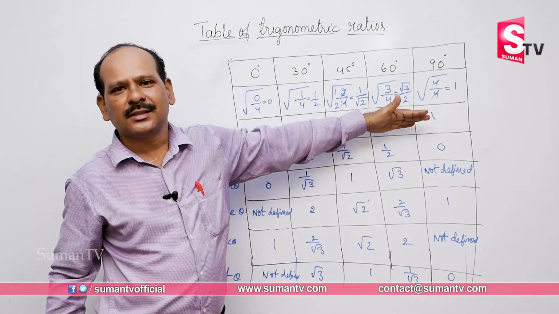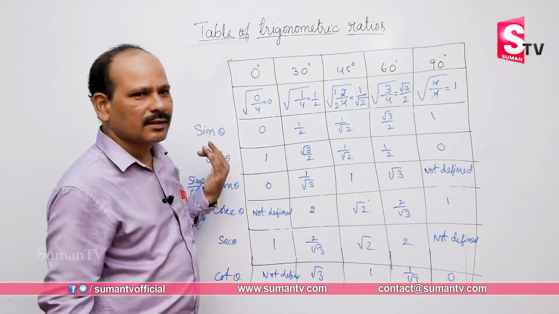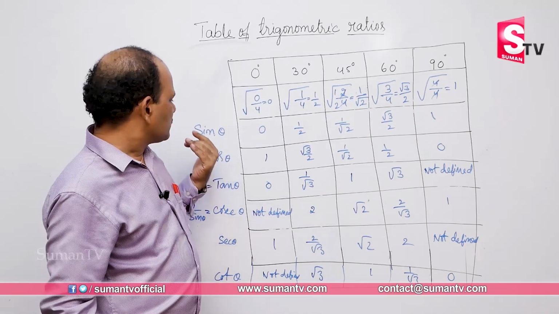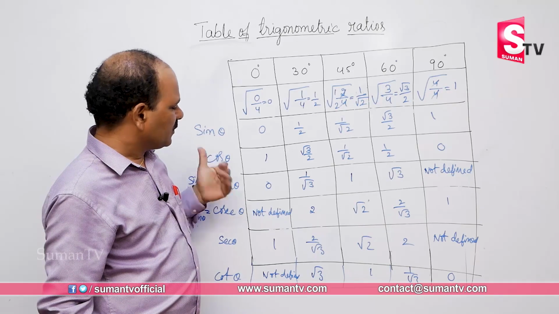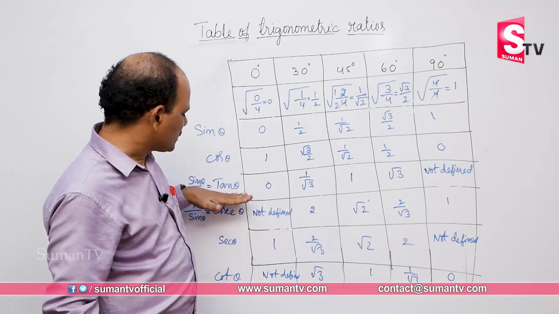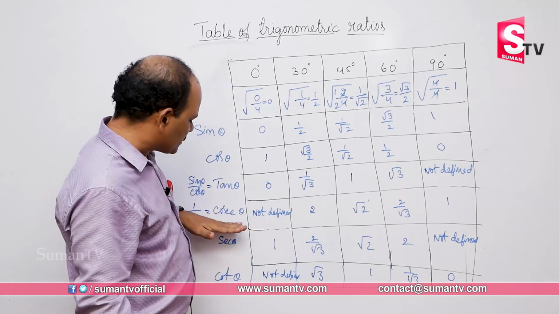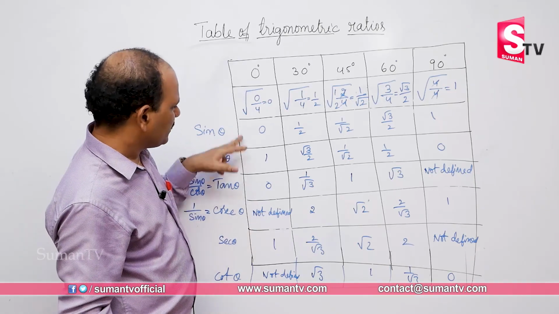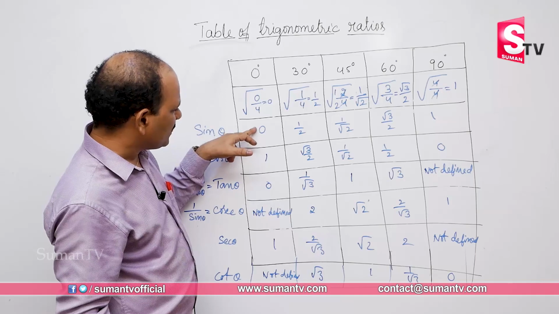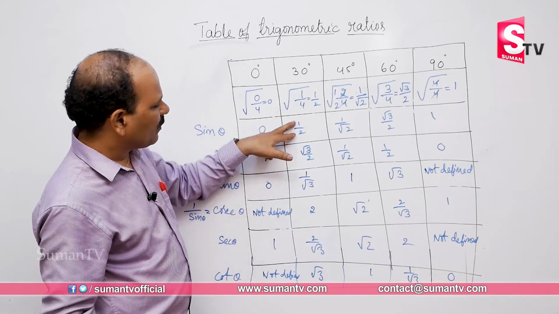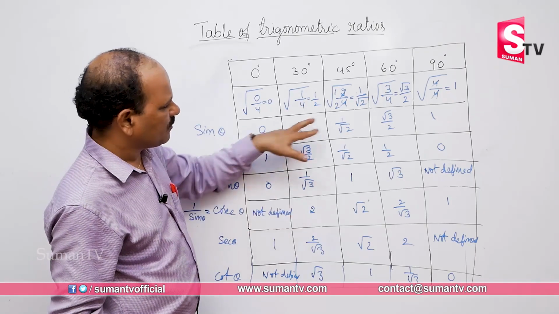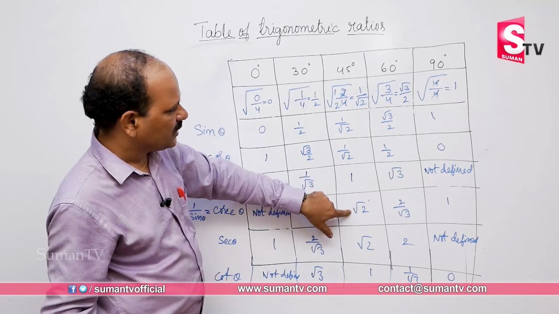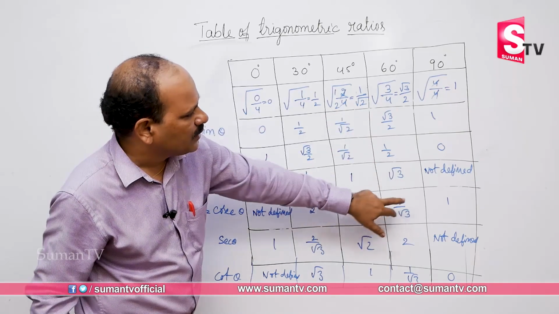If you write all the sine values in reverse order, you will get cos theta. Sin theta by cos theta gives you the tan values. Cosecant is the reverse of sin theta. The inverse of 0 is not defined. 1 by 2 is 2. 1 by root 2 is root 2. Root 3 by 2 is 2 by root 3, and 1.